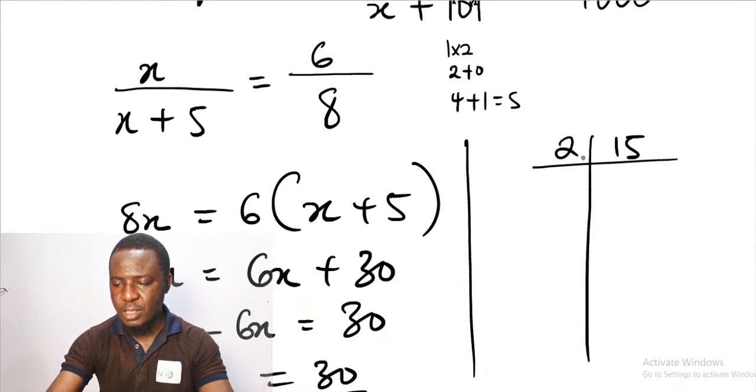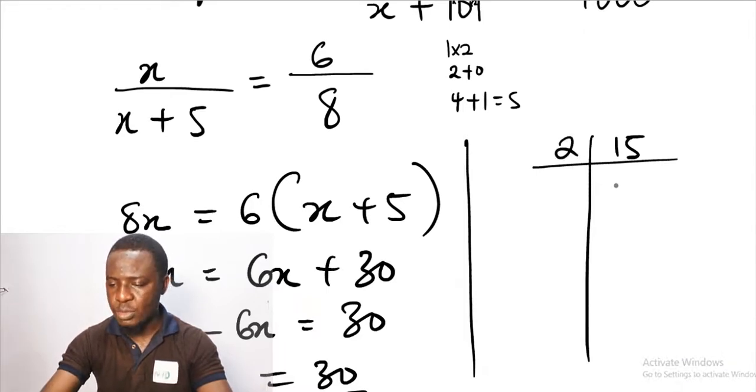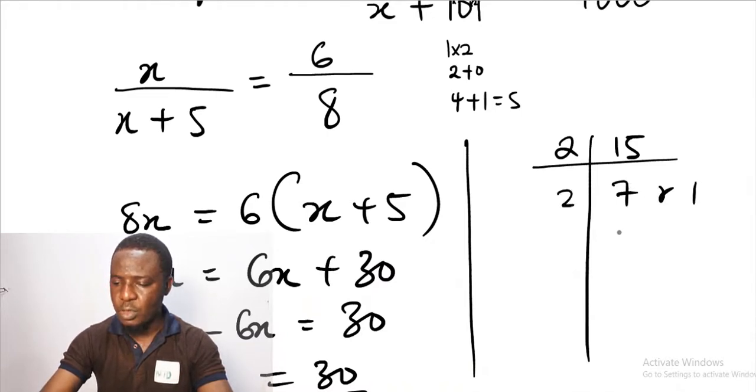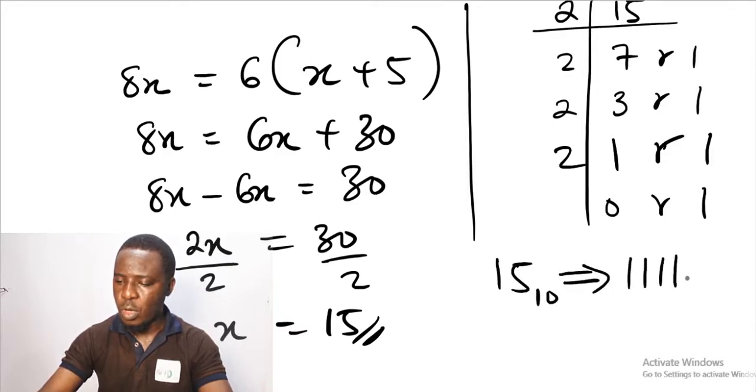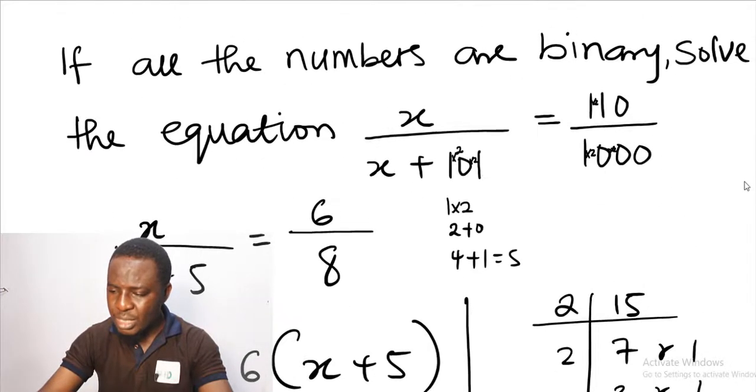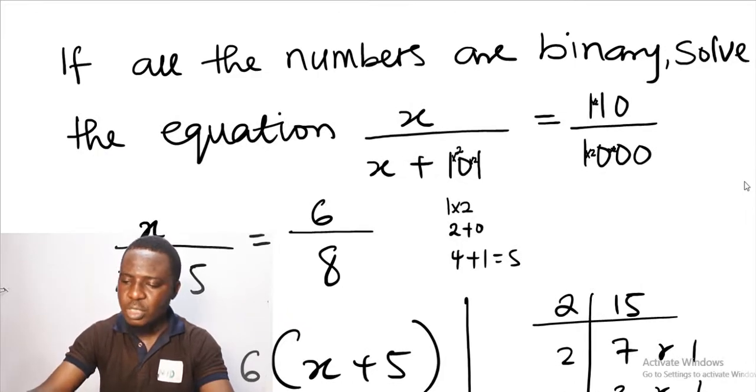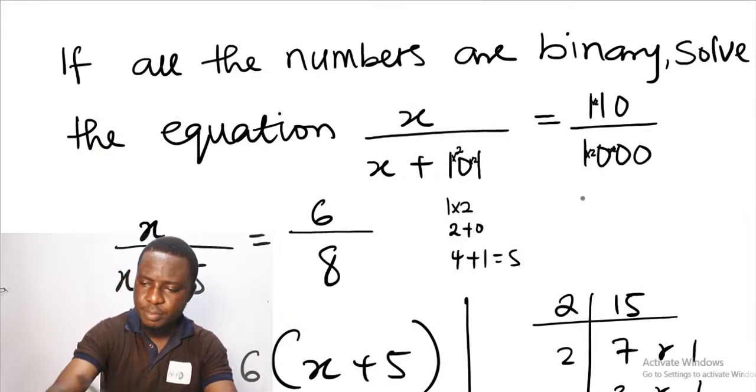So 15 divided by 2 becomes 7 remainder 1. 2 into 7 is 3 remainder 1. 2 into 3 is 1 remainder 1. 2 into 1 is 0 remainder 1. So that 15 in base 10 is equivalent to 1111 in base 2.